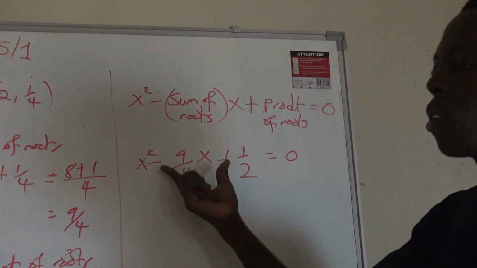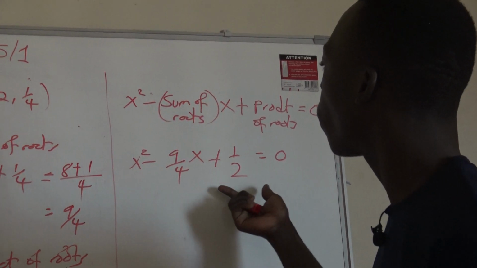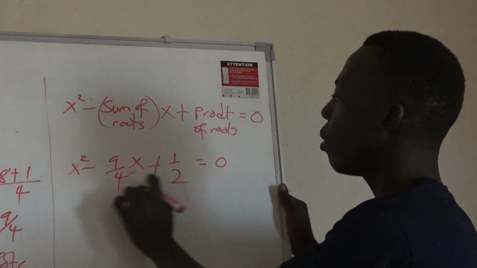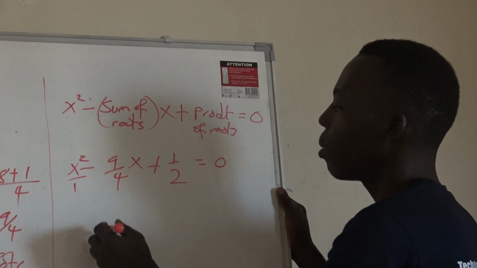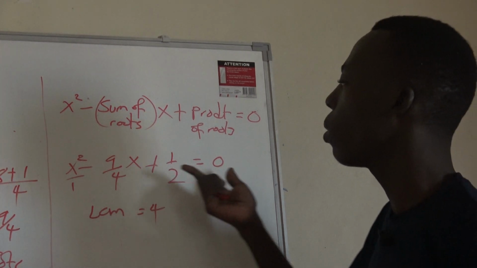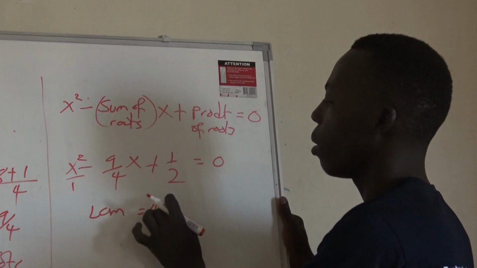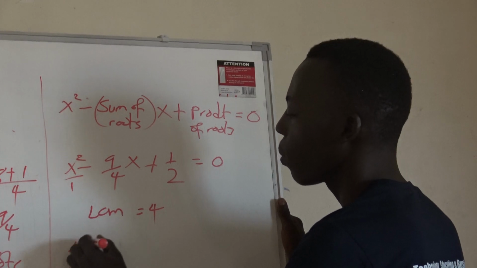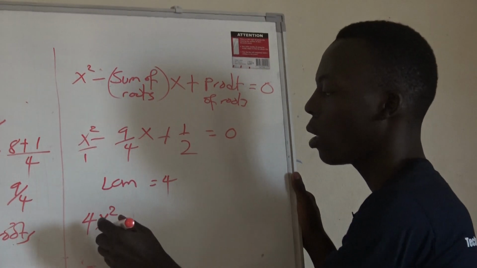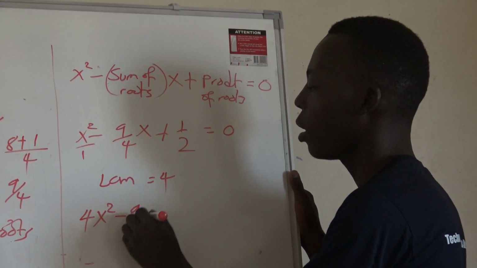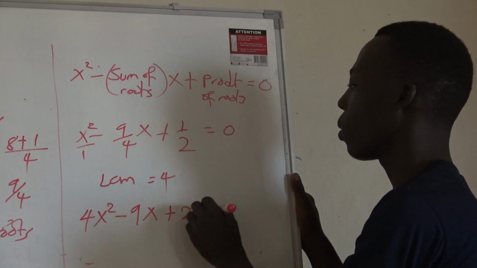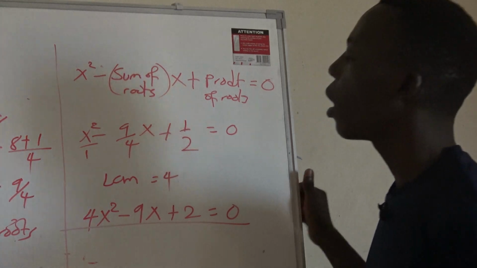So when you reach this step, don't leave your answer like this. You have to get the LCM first, then you multiply through by the LCM. Now, when we take these ones, the LCM is 4. So multiply the 4 all through the equation. You multiply this one by 4, you get 4x squared. When you multiply this one by 4, it will be minus 9x. Multiply this one also by 4, it will be plus 2 equals 0. So now this one will be our equation.